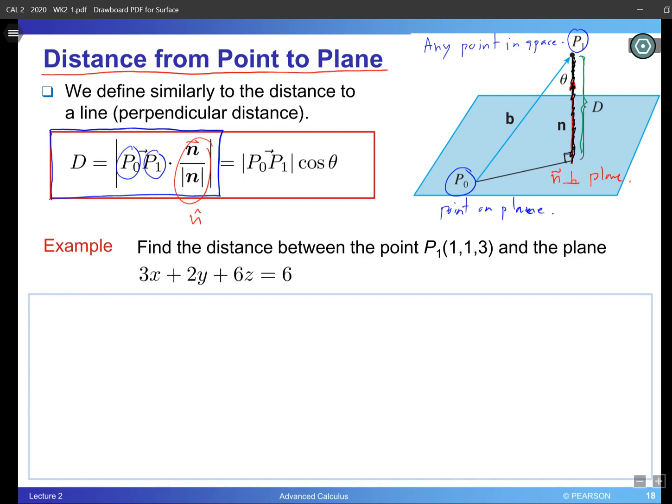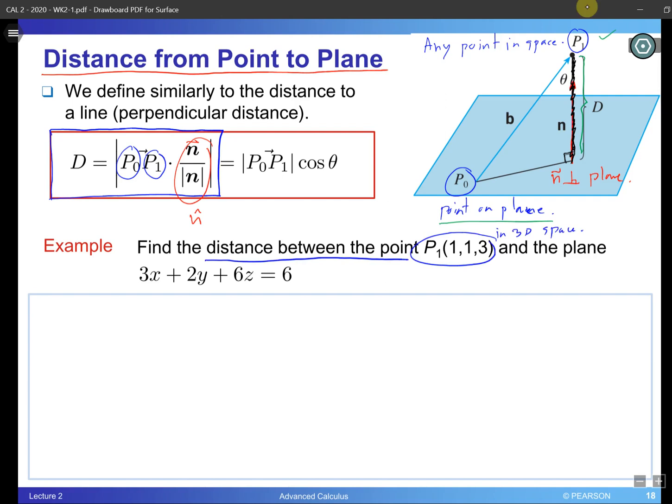What we need for this formula is, first, the point on the plane, which is P0. Then the point in space, which is somewhere that we want, and then we want the vector n that is orthogonal to the plane. All right, let's use it. In the example down here, we want to find the distance between the point P1, this P1 in 3D space, and the plane.